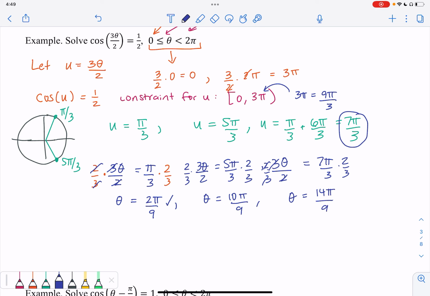Now, let's make sure these check in the interval that I was given for theta. My interval for theta is 0 to 2 pi. Well, what is 2 pi in terms of ninths? Because I got a bunch of ninths, and it's a little hard to see whether this is going to fit within 2 pi. It should, because I found them that way using my constraints on u, and they're related. But let's just double check, because that's a good way to check your work.